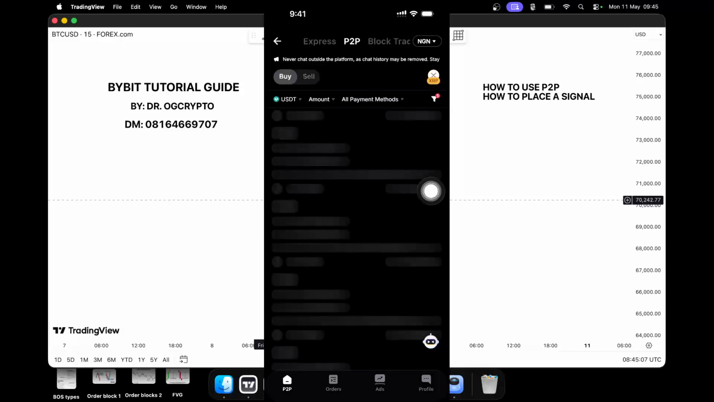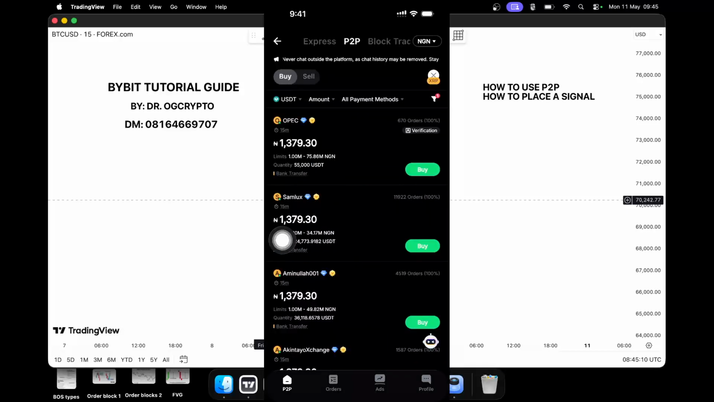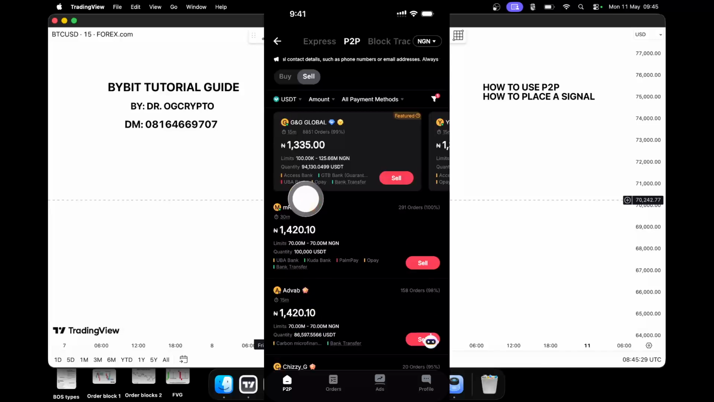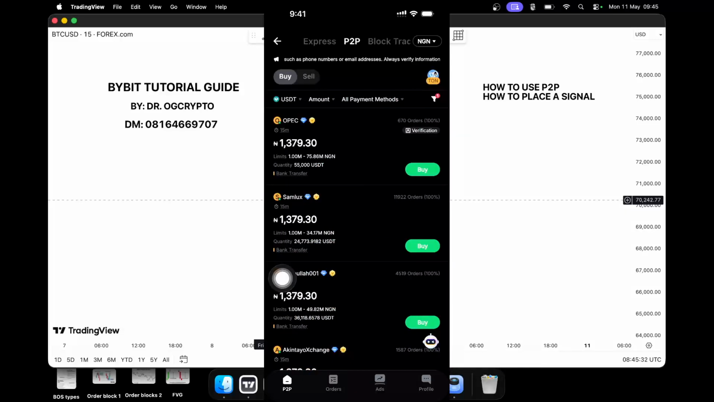By the time you click on P2P, you come to buy. Under this buy, if you want to buy USDT, you will stay on this buy side. If you want to sell your USDT, let's say you've made profit from the signals I've been giving you, or from the signals anybody is giving you, and you want to sell your USDT to naira, you come here and click on sell. You understand? So you don't need to be looking for vendors, saying I want to buy Bitcoin, I want to buy USDT, and the person will be charging you unnecessary fees. You can actually do everything by yourself.